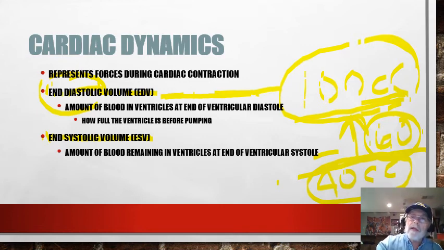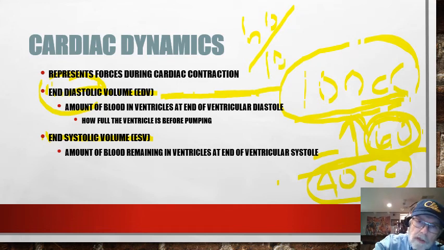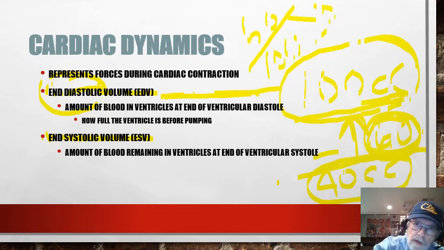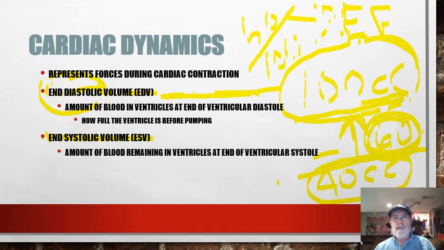This also could be made into a fraction. If I take the 60 cc's and put that as a fraction over 100, this right here is called my ejection fraction. So you might see EF, which means ejection fraction. I'm ejecting 60% of my blood out per each contraction. If you think about it, it makes sense.